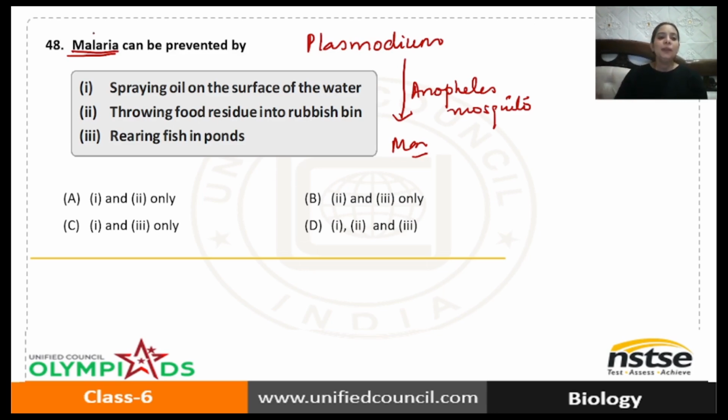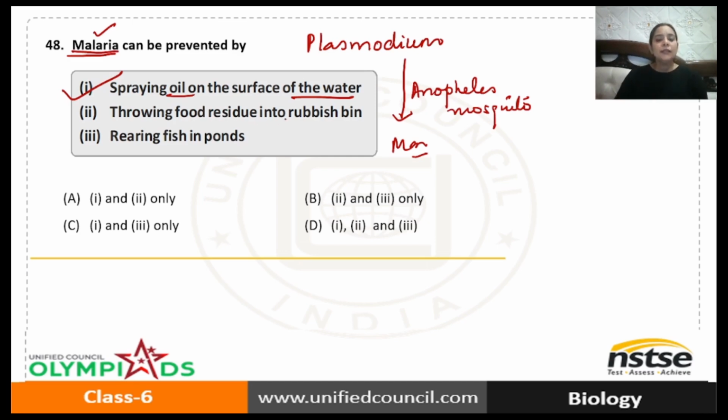Now how can we prevent malaria? By spraying oil on the surface of water. Yes, we can do it, because if you spray oil on the surface of water, it will obstruct the entry of air, and we know that mosquitoes breed wherever there is standing water. So if you spray oil on the water, the larvae, the mosquitoes in their developing stages, will not get air and will feel suffocated and die. So obviously by doing so, you can get rid of more mosquitoes.